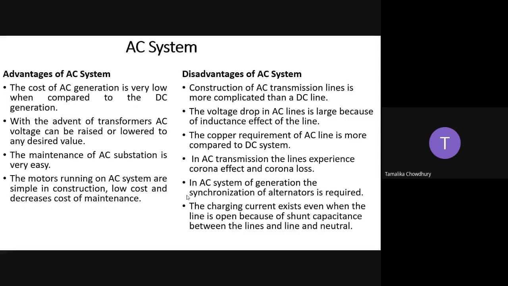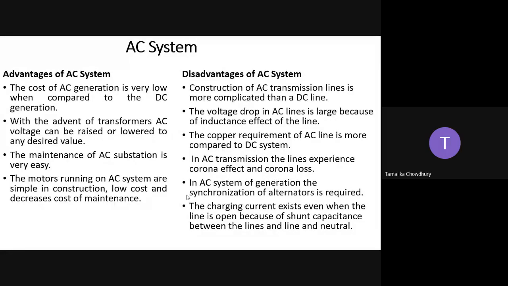Okay. Then it is said that in AC system, in the generation part, the synchronization is required. Very important. The synchronization means RYB, if the three phase is there, or simply the generators are connected one after another. Maintaining that in AC is very important, and that is why it is a disadvantage in case of AC, that the synchronization is a necessary thing. So that is one disadvantage again.